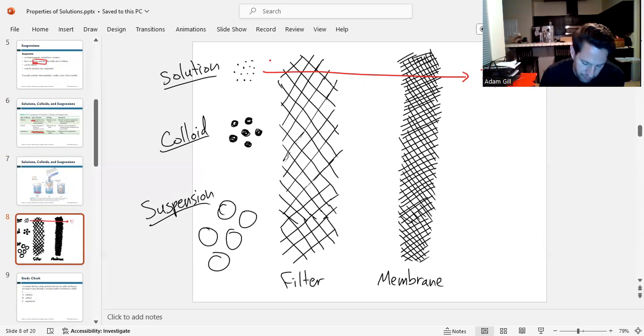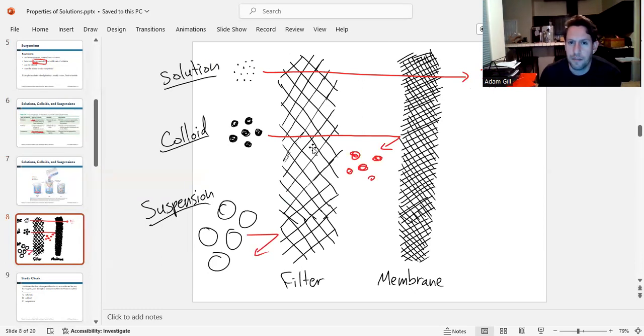Now, colloids have medium-sized particles, and so they'll pass through the filter, but not through the membrane. And so you'll have your medium-sized particles, trapped there. And a suspension has gigantic particles, and those can't go through the filter. So solution, little particles, goes through filters and membranes. Colloids, medium particles, goes through a filter, but not a membrane. And a suspension doesn't go through a filter.